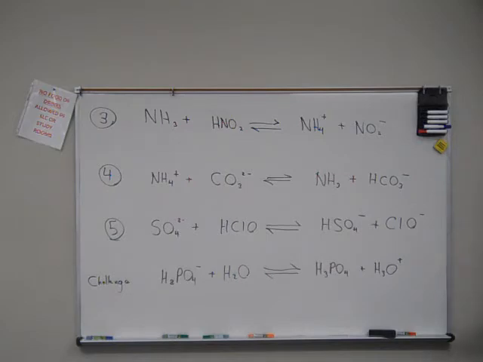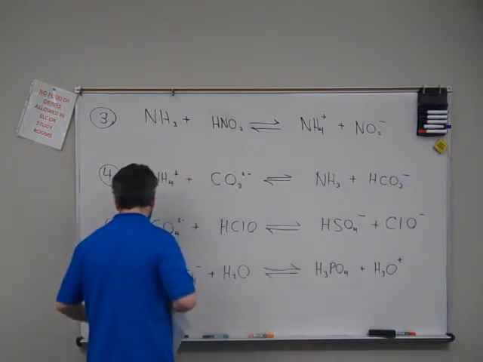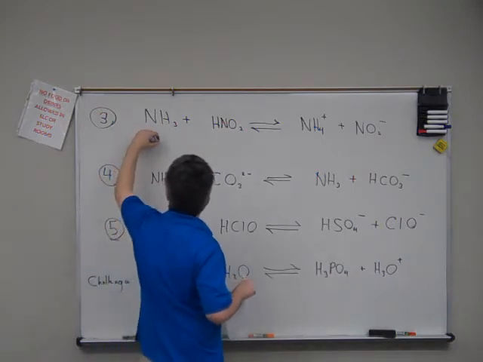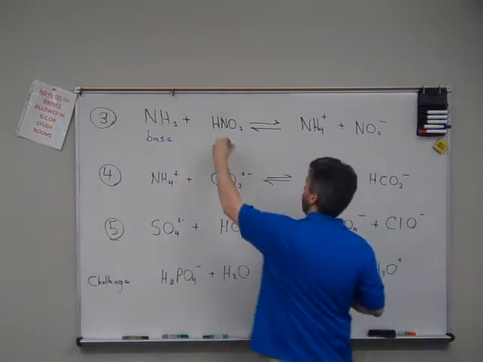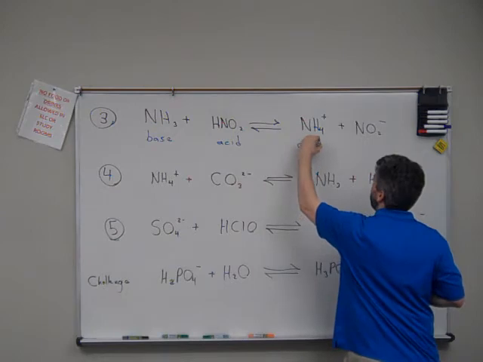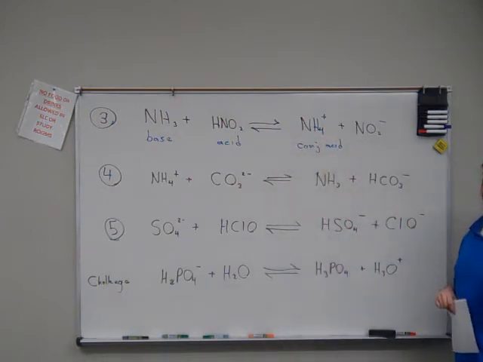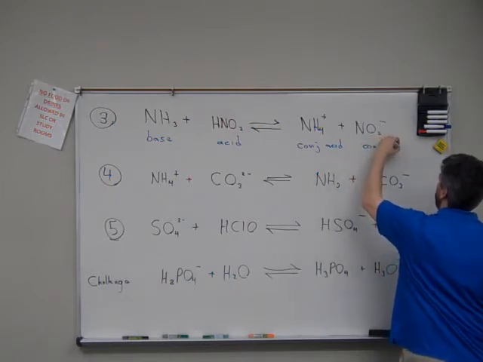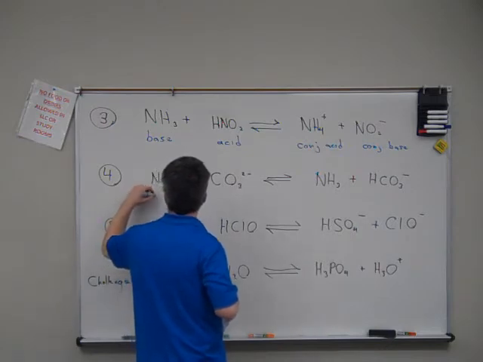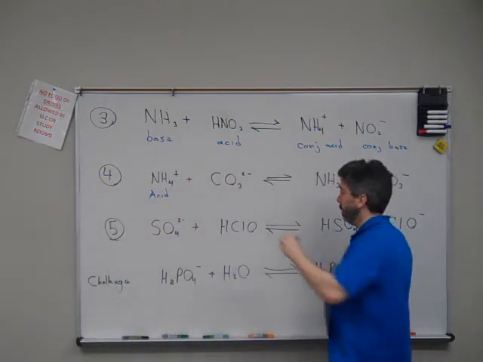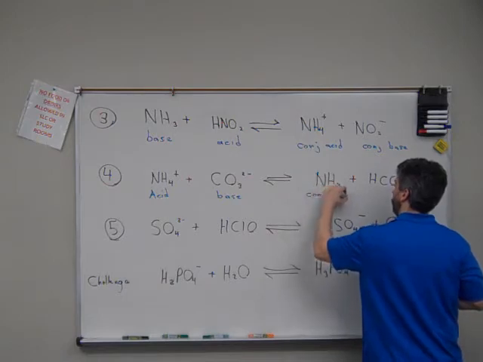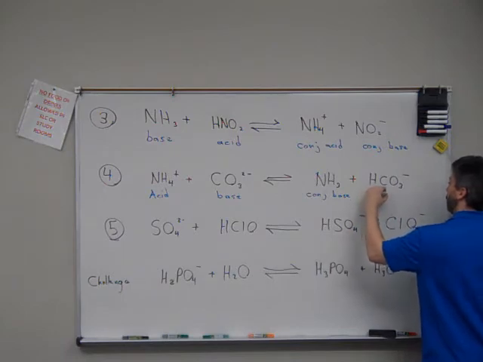Okay, ready to go over? So what do we get for NH3? Base. Is that what you got too? Alright. Which would make HNO2 your acid? Good. And NH4 was your conjugate acid? Good. And NO2 was the conjugate base. Very good. What about NH4? That's your acid. CO3? Base. This is the conjugate base. And this? Conjugate acid. Very good.